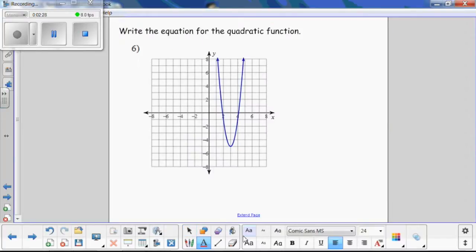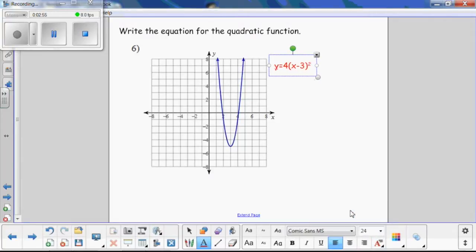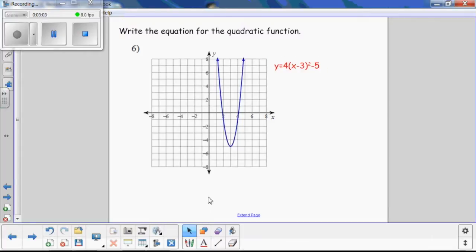We also looked at, if I give you the graph, you should be able to write me the equation. So in this one, it is facing up, so we do not need a negative, but it is stretched. So I count that I have 1, 2, 3, 4 before I go over 1. That gives me a factor of 4. My vertex is at +3, so I need a -3 in my equation. Need my squared term to make it a quadratic, and then it is shifted down 5, so I need a -5 on the outside.